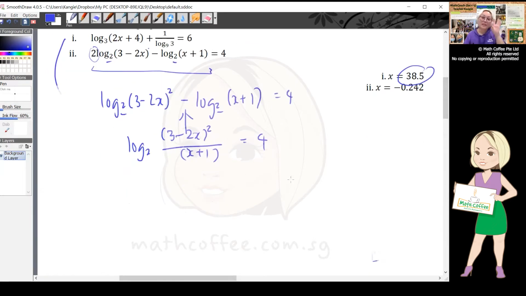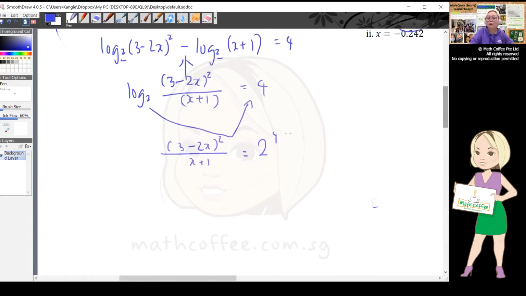Just now I taught you how to change it to index form, right? So you can do the same thing. I'm going to push this up. So it becomes (3 minus 2x) squared over (x plus 1) equals 2 to the power of 4. And 2 to the power of 4 is 16. I'm going to put 16 over 1. Cross multiply, I will have (3 minus 2x) squared equals 16 multiplied by (x plus 1).